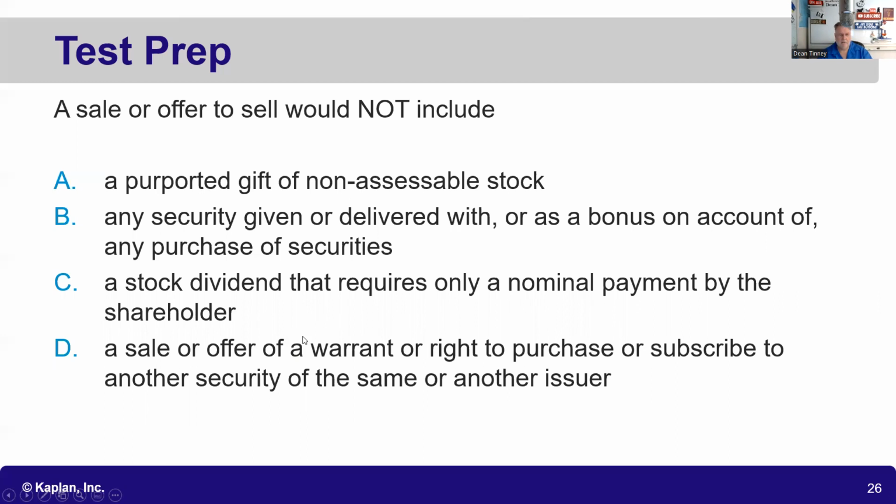B is definitely an offer or a sale. An offer to sell is the same as a sale. A sale is an offer accepted. It's a transaction, and it doesn't matter that it's a nominal payment. If it was a stock dividend with no payment, that wouldn't be a problem. But a nominal payment means consideration, and that means it's a problem with the state administrator under the Uniform Securities Act template. A sale or offer of a warrant or right to purchase or subscribe to another security of the same or another issuer.